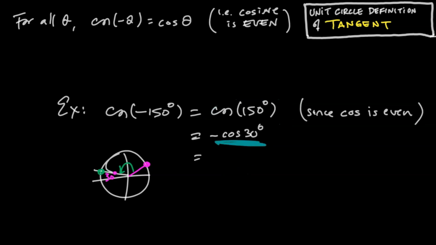And cosine of 30, what's that? Well, we use our cofunction identity. Cosine of 30 is the same thing as sine of 60. And everybody knows that sine of 60 is root 3 over 2. That's just one of those ones you memorize.